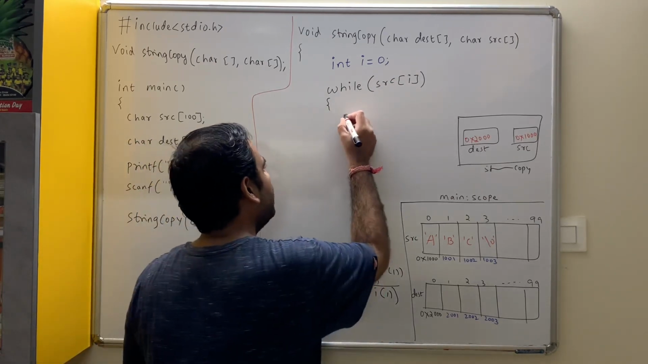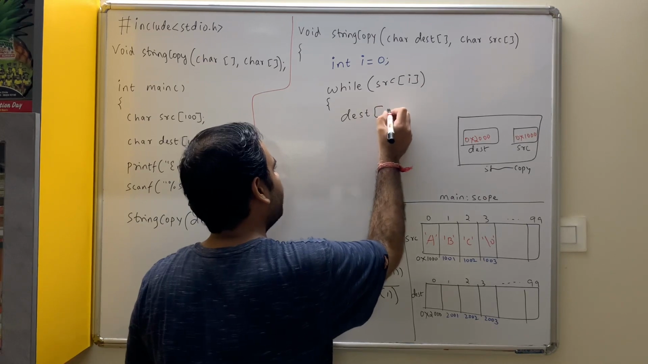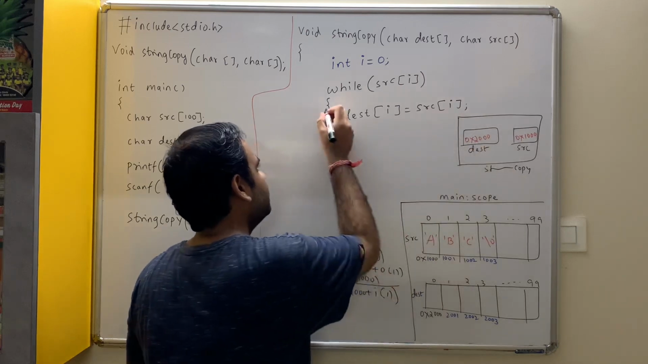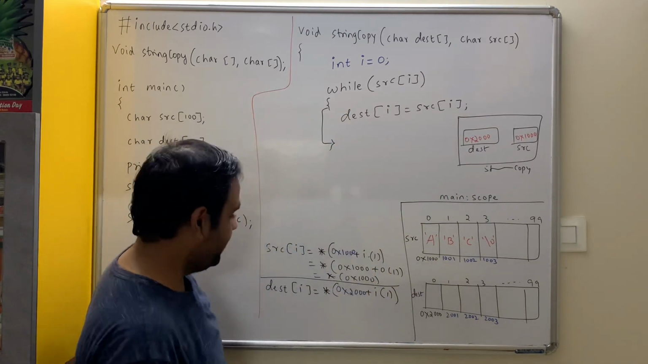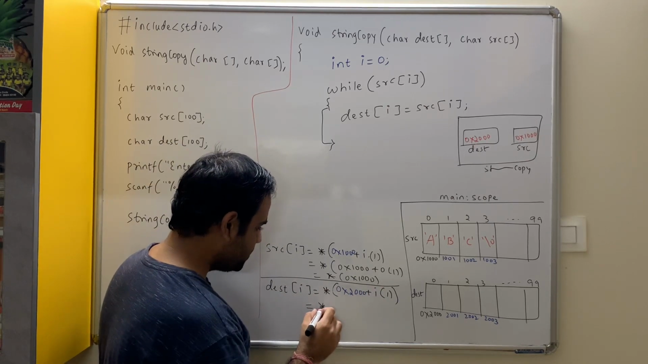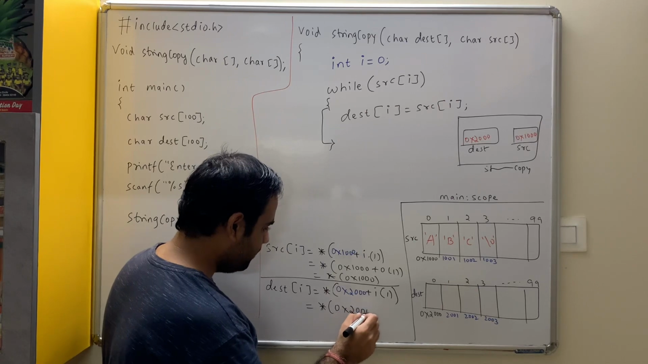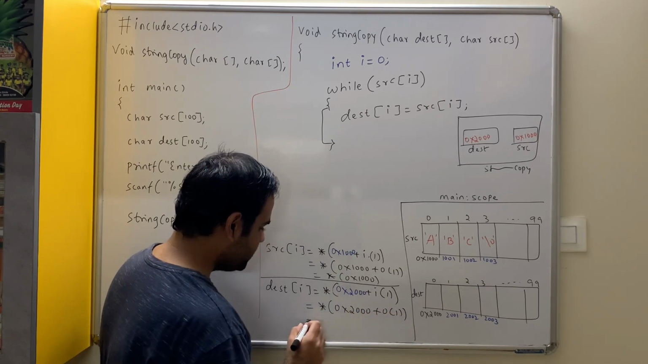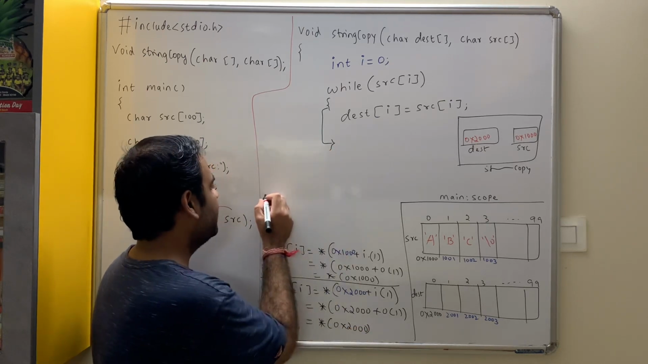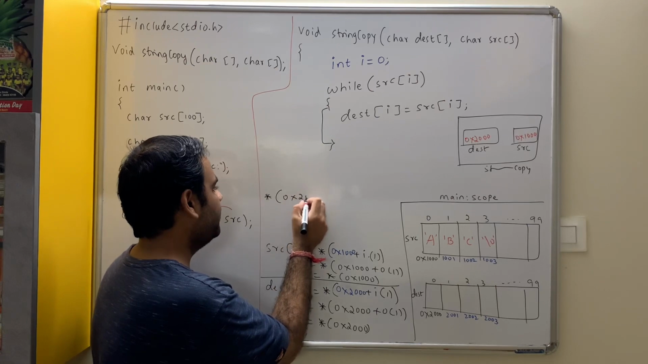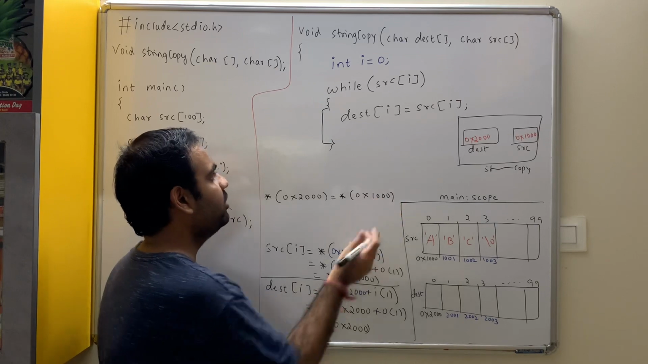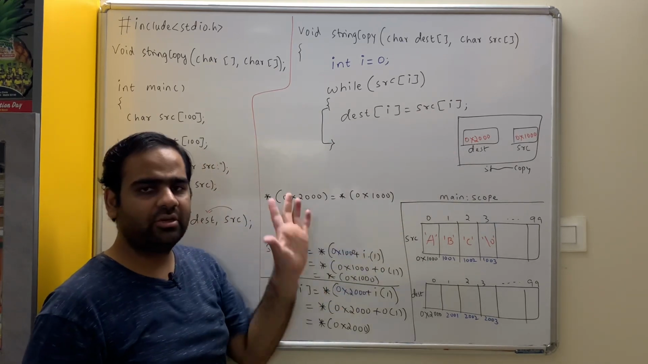Now what I want to write here, I say destination of I is equal to source of I. Now what is destination of I? The value of I is 0. Therefore this is equal to star(2000 plus 0 into 1), which is nothing but star 2000. Now if I write over here, it says star 2000 is equal to star 1000. This is what it becomes, because source of I is star 1000, destination of I is star 2000.